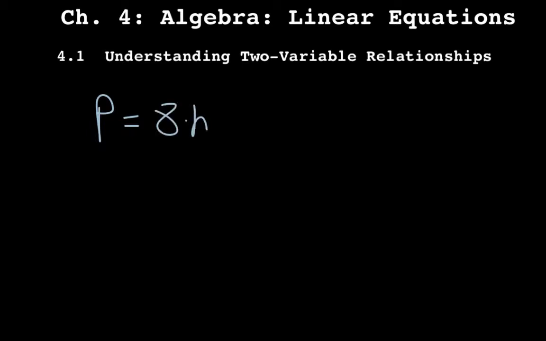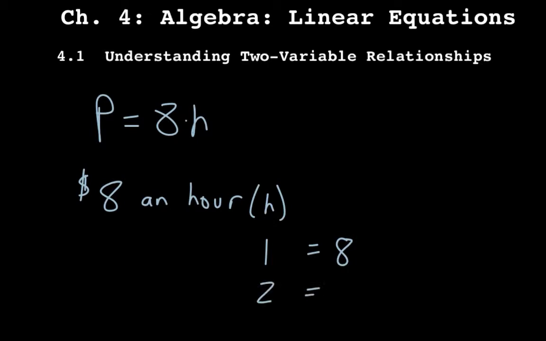If you're not sure how to combine the 8 and the h, a lot of times it's easier if you think about real numbers for h. So if you work 1 hour, how much are you going to get paid? Yep, so if h is 1, you get $8. If you work 2 hours, you're going to get 16, right?